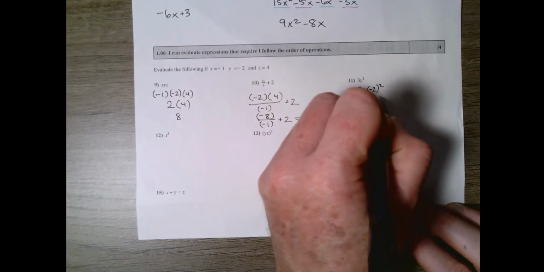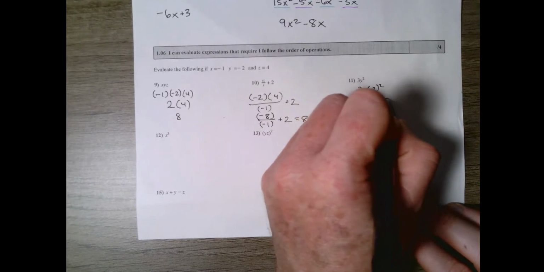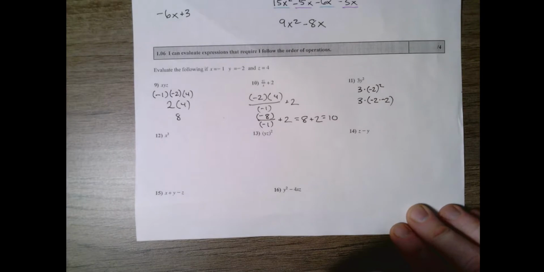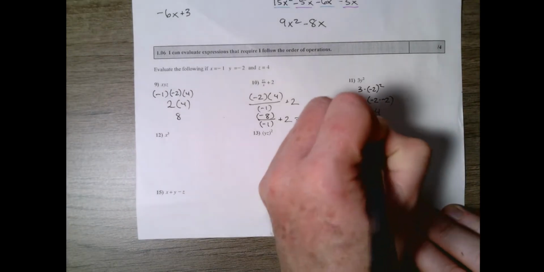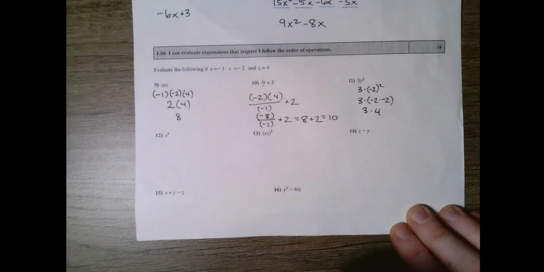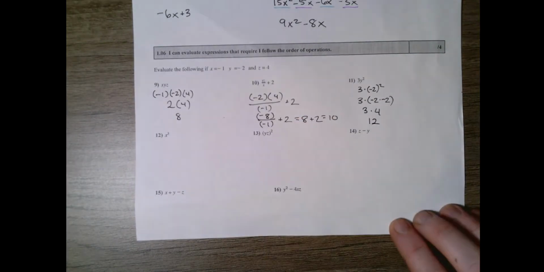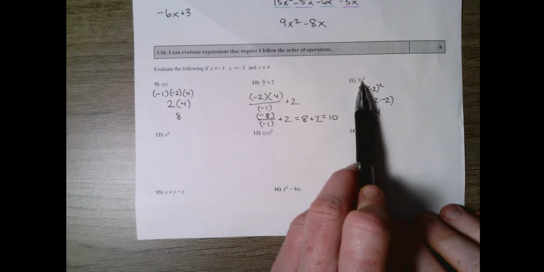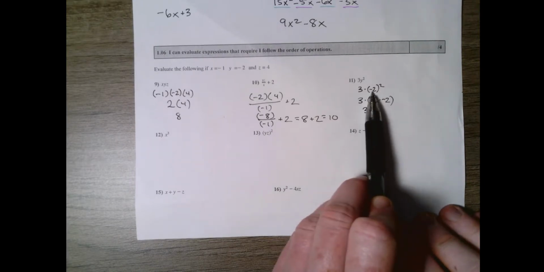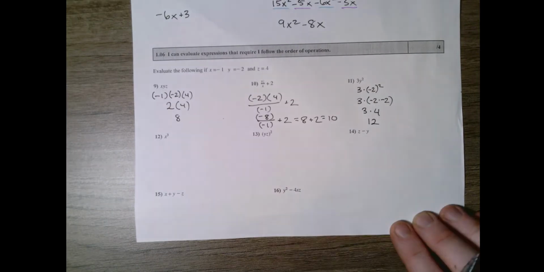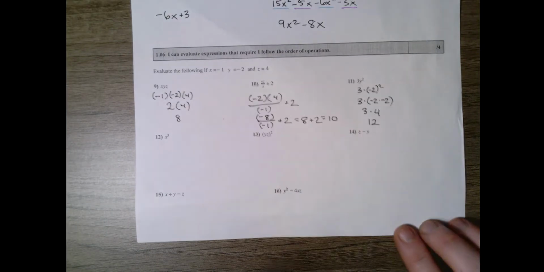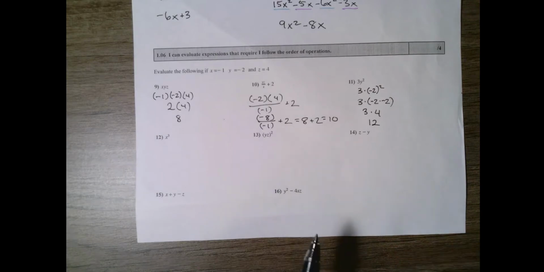Negative 2 times negative 2. Well, a negative times a negative is a positive 4. So this problem really becomes 3 times 4, which is a positive 12. Okay. The tricky part here is the only thing being squared is the y, so it's only the negative 2 you're multiplying by itself. That will be different than 13, which I'll show you in a second.